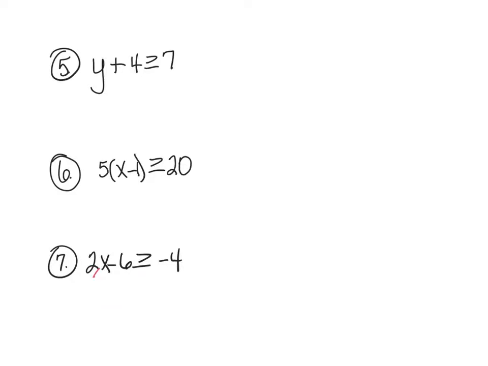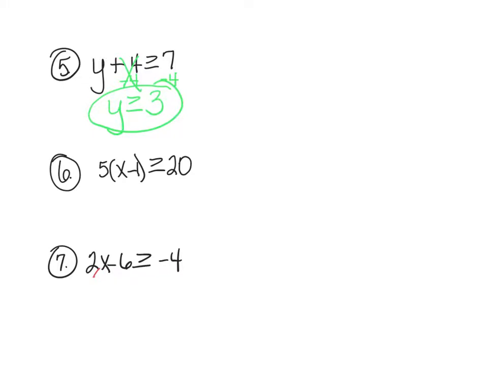So the opposite of +4 is -4. That cancels. Y equals 7 minus 4. I'm sorry, it's not equal. It's greater than or equal to 3. This is your answer. Check your answers as I go through this.